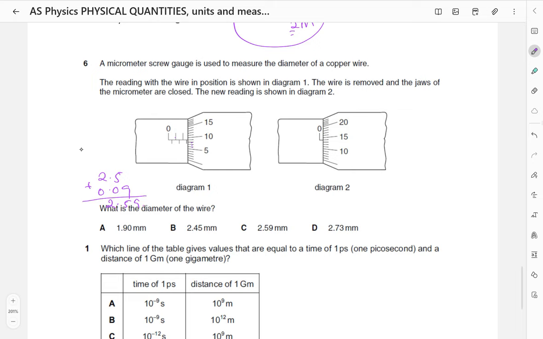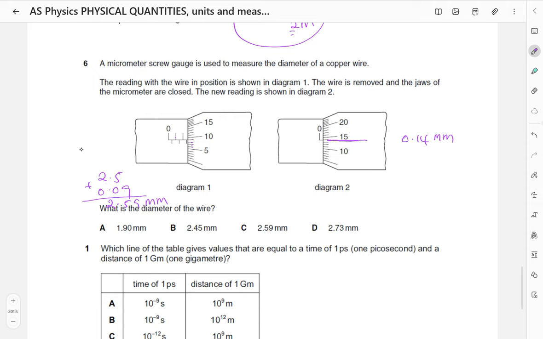When the wire is not in position, the wire is removed and the jaws of the micrometer are closed. The new reading is shown. So when there is no object, the reading is here. This is 14 because this is the horizontal line. So this is reading 0.14 in millimeters because the micrometer screw gauge normally measures in millimeters. So this is going to be a zero error, which is positive.